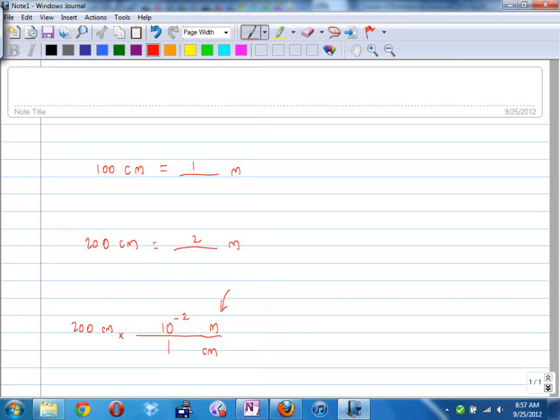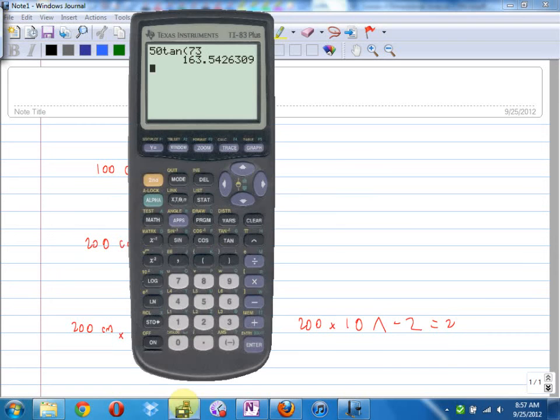Because if you on your calculator go 200 times 10 and then hit your exponent button to the -2, most of your exponent buttons look like that, although some of you might have an X to the Y button. If you do that, you'll get 2. Because it says centimeter. Yeah, it says centi, right? We'll do a few more.